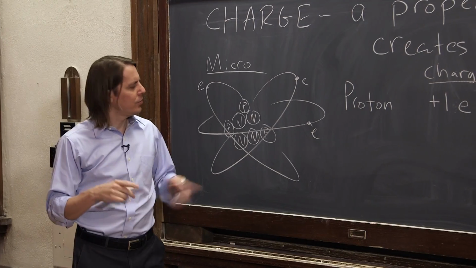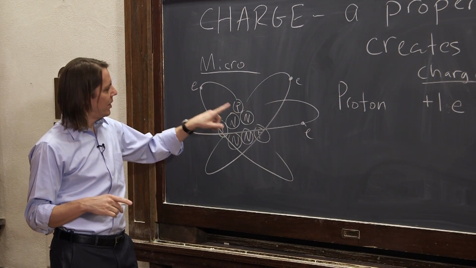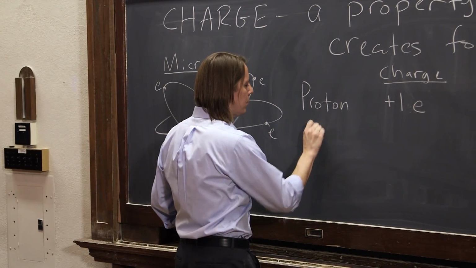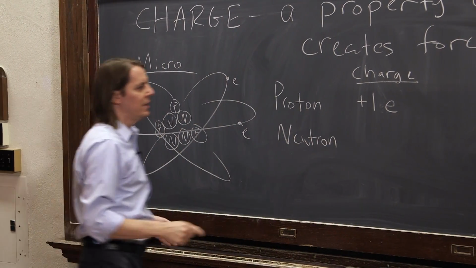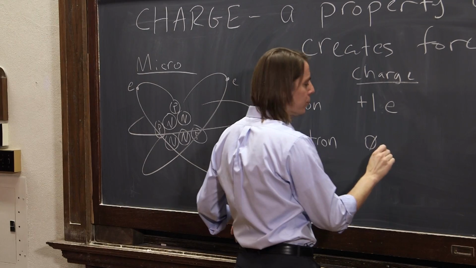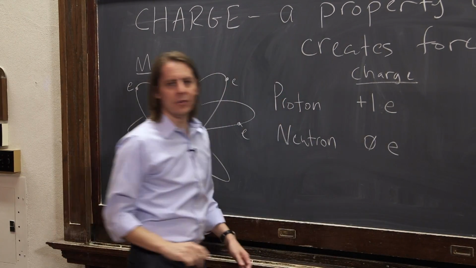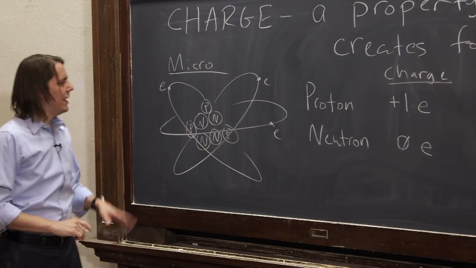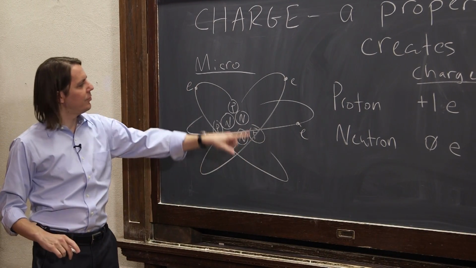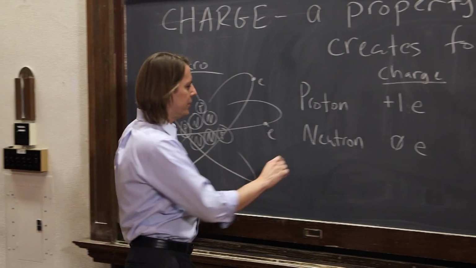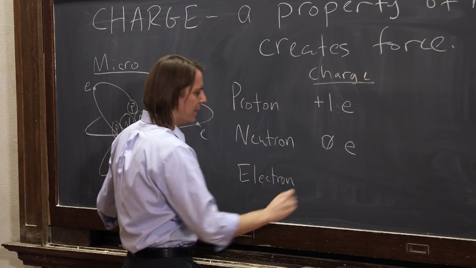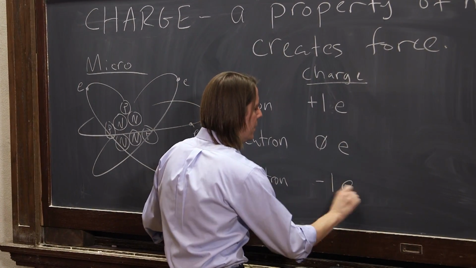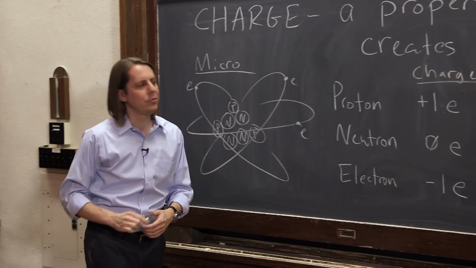All right. Let's look at another particle inside of here, the neutron. The neutron, also in the nucleus, has a charge of 0 e. It's neutral. It has no charge at all. And then finally, we know these little guys flying around the nucleus are the electrons. And they have a charge of minus 1 e, minus 1 elementary charge unit.